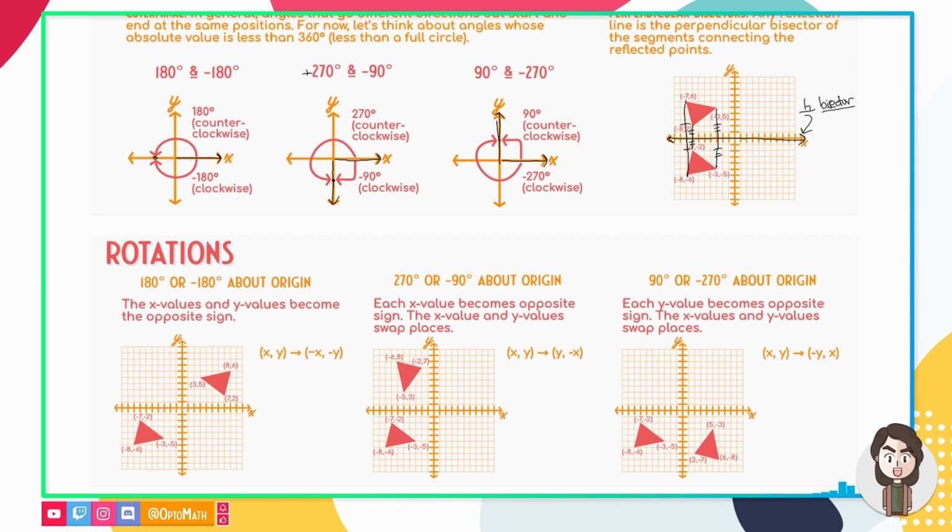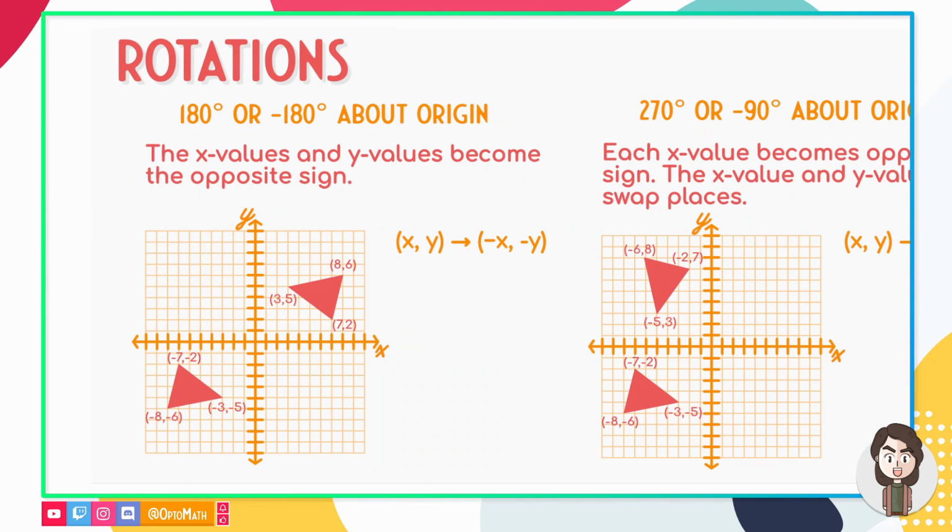We're going to talk about three main types. You can have rotations of different sizes than these, but for these we do have special patterns for our coordinates that we can actually write a rotation rule for. The first type of rotation we're looking at is 180 or negative 180 degrees about the origin. The x values and y values will become the opposite sign. So they're just becoming negative if they're positive and positive if they're negative.